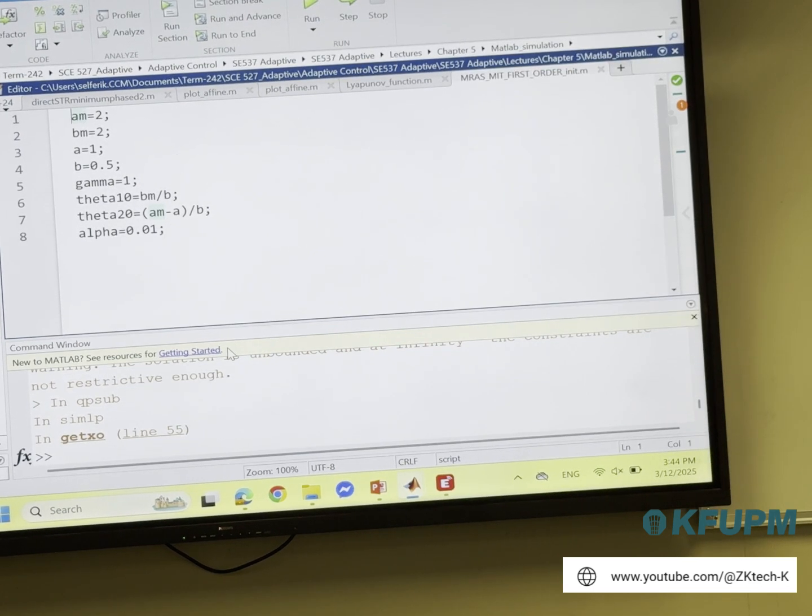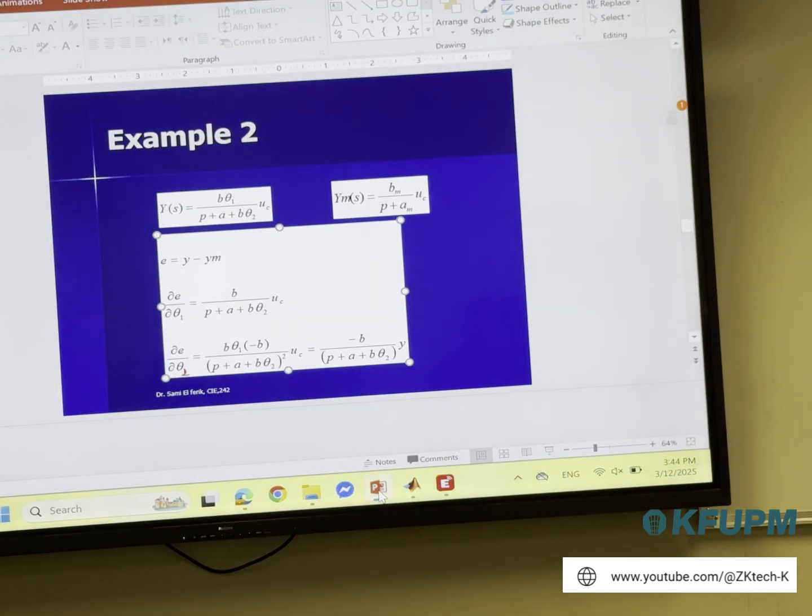From where I got the final values, if I go back here and ask what will make this system behave like this system, they are both equal. So I can equate the characteristic equation. So P and P are equal. A should be equal to A plus B theta 2, which should be equal to AM. So from here I can say theta 2 has to be the ideal theta 2.